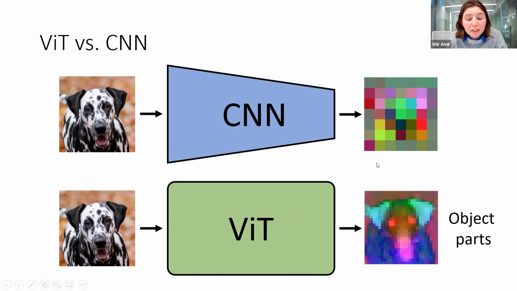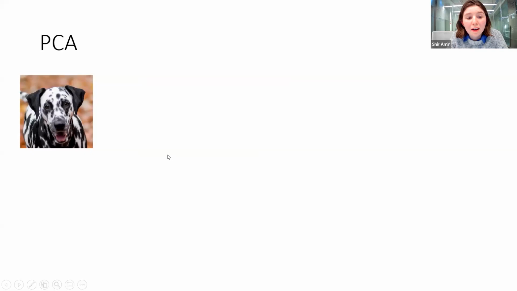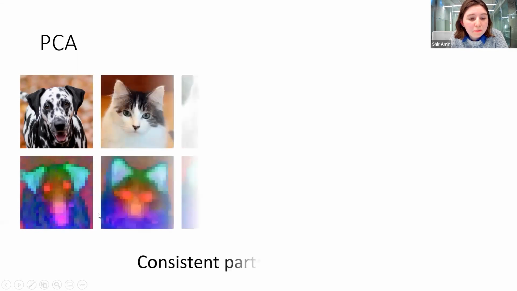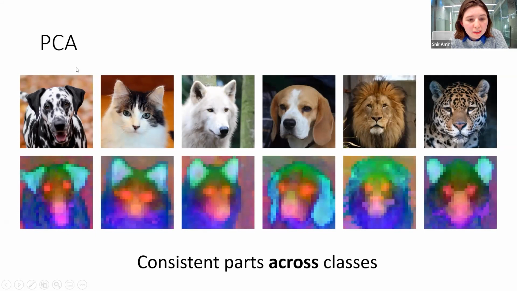And maybe to finally convince you that this signal of object parts exists within the Dino ViT architecture, first of all, let's just examine the fact that this is common across classes. As you can see, this is the representation for a specific dog. You see that the ears are colored light blue, the eyes are colored red, and the mouth is colored pink. But if we do the same PCA analysis on the descriptors for other images as well, we can see a consistency of the different object parts across images from different classes.